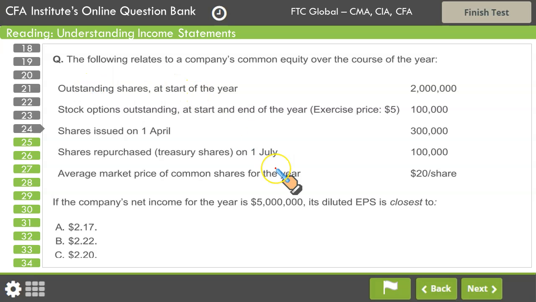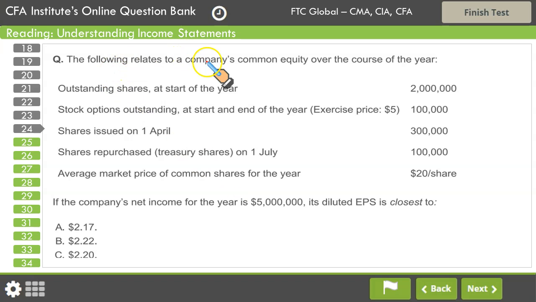Now, this is again an EPS or diluted earnings per share question. Look for, is there any split? There is no split. Just stock transactions, repurchase, some stocks issued, but there is no split involved. That makes things very easy for you now.